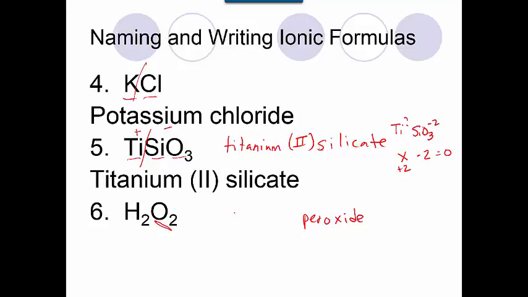But we would take the H, and we know that's hydrogen. Hydrogen is just in group 1, so it doesn't get any Roman numerals or anything. And then O2 is peroxide. So that's the name of this one.